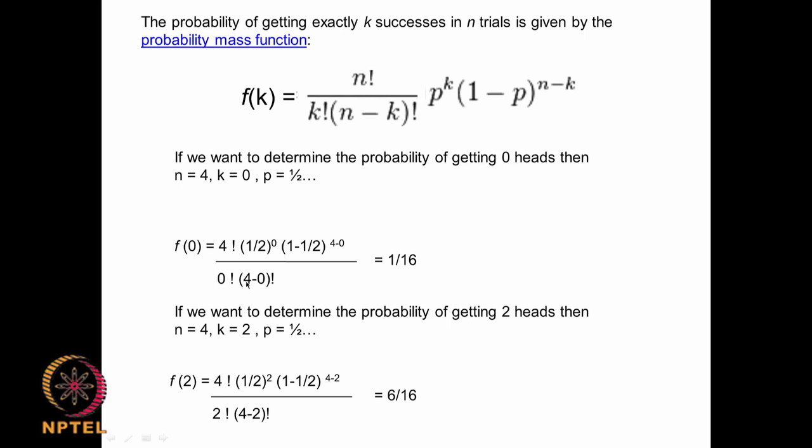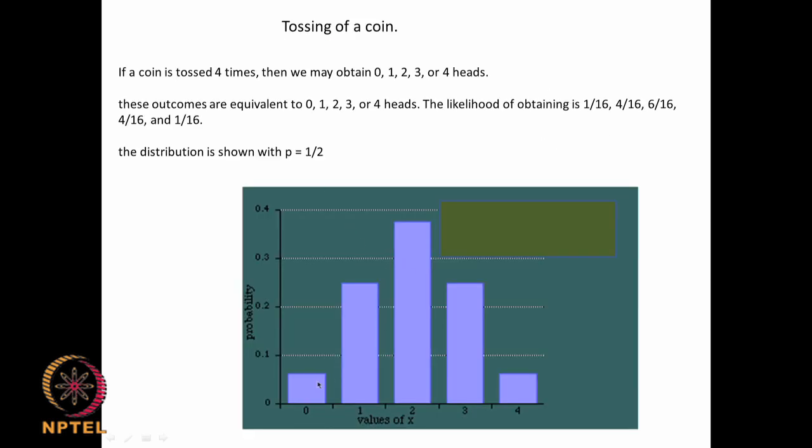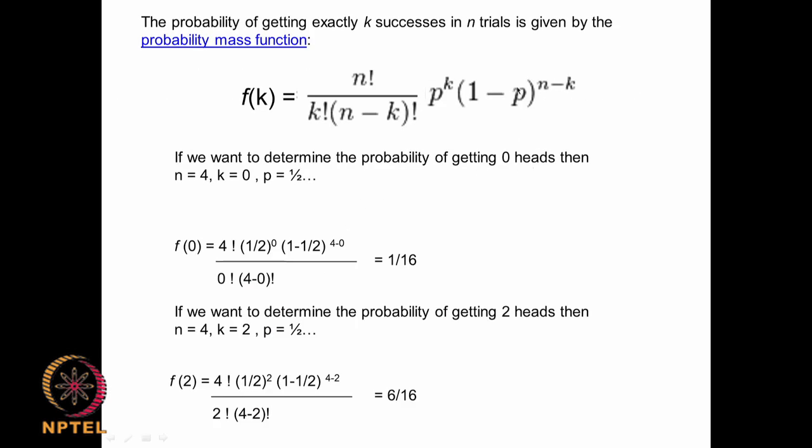So this is 4 factorial at the denominator, so these 2 will cancel, these 2 will cancel. So we have half raised to the power 4, so that means 2 into 2 into 2 into 2, 4 times, that is 1 by 16. So if you want to see 0 heads, when you toss a coin 4 times, the probability will be 1 by 16. You see, that is what I had mentioned here, right? 1 by 16. This is how you get the data.